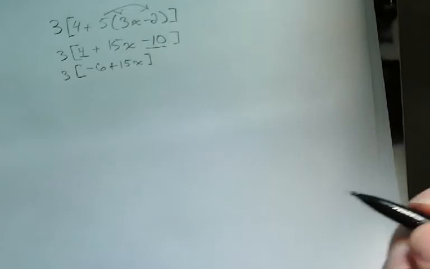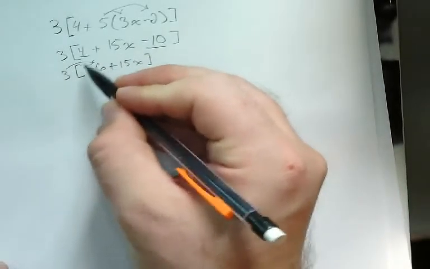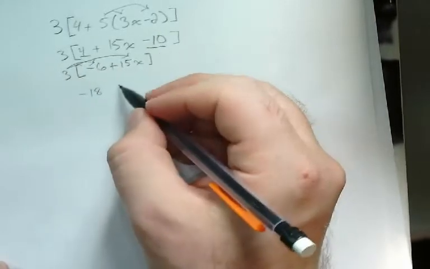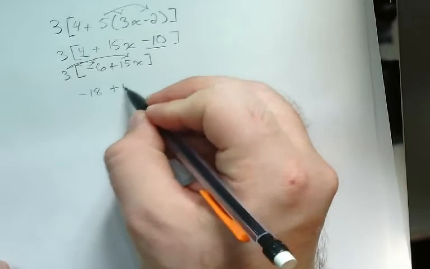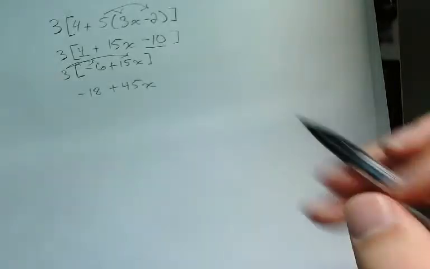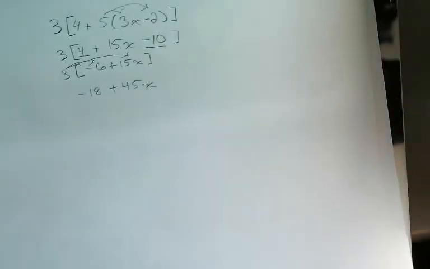And now I'm going to distribute with the last one. So 3 times negative 6 is negative 18. And then 3 times 15x is going to be 45x. So when you're looking through problems like this, I want you to start out by distributing inside and then work your way to the outside.